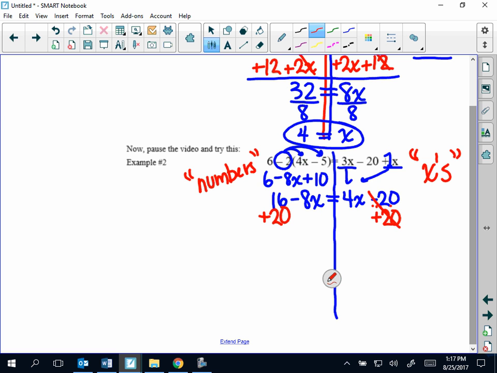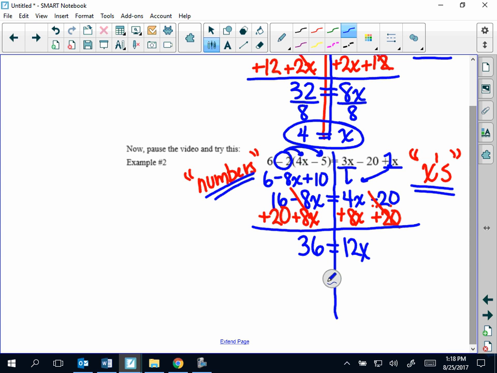That will get rid of the number on the left, or excuse me, on the right. If I want the x's on the right, then I need to get rid of the 8x that's on the left. Notice that we're doing this in the same step. When I add the 8x, that's going to get rid of the 8x on the left. So now I'm left with 36 on the left, which is all my numbers, and I'm left with 12x on the right, which is my x's. My last step is to divide by 12, and x is equal to 3.